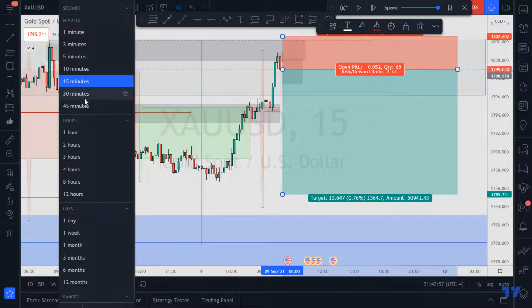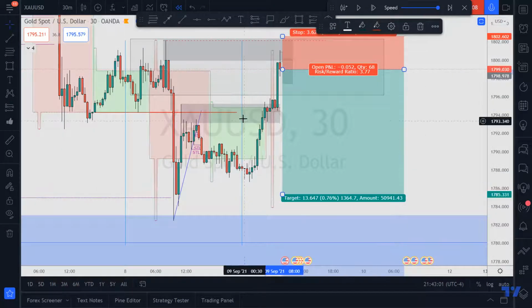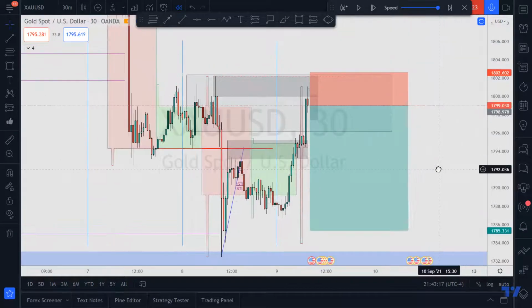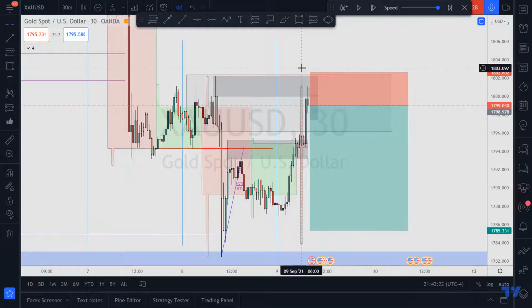I'm going to the 30-minute. I want to check that. Yeah, I like that right here, right there. Yeah. Okay. All right. The first one will get me about halfway. And look at the risk to reward. Look at the risk to reward. It's pretty good at 377.